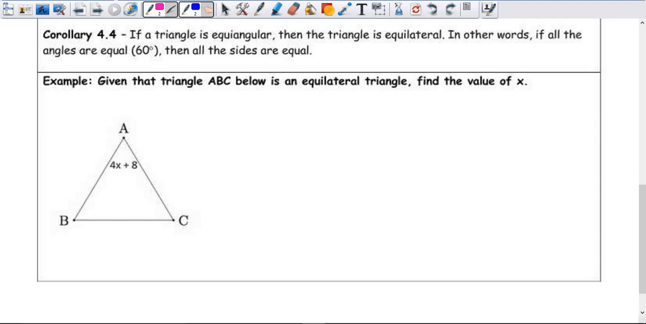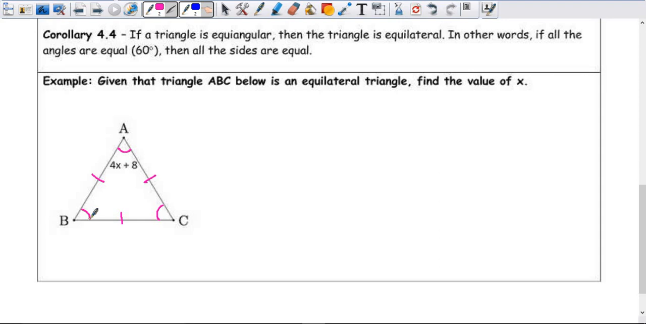So given the triangle ABC below is an equilateral triangle, let's mark on our picture, as you should always do with geometry. Draw on that picture. So I marked all my sides congruent because it said it was equilateral. I can also mark all my angles congruent if it's equilateral. Find the value of x.